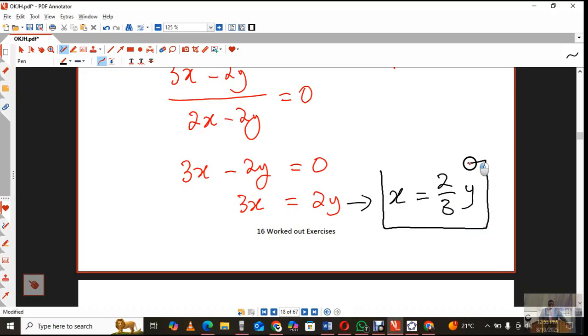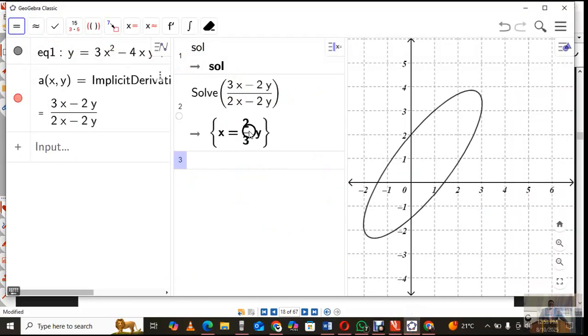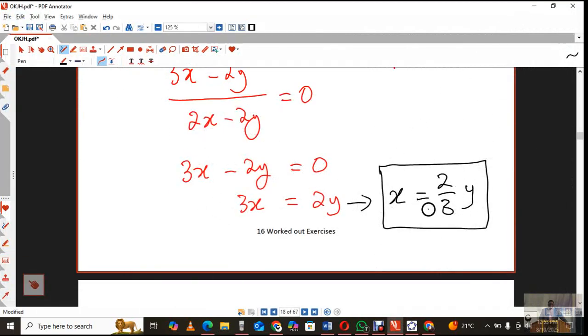Now this is the value of x. And remember from my software, I had it. X equals to 2 over 3y. Can you see that? X equals to 2 over 3y.